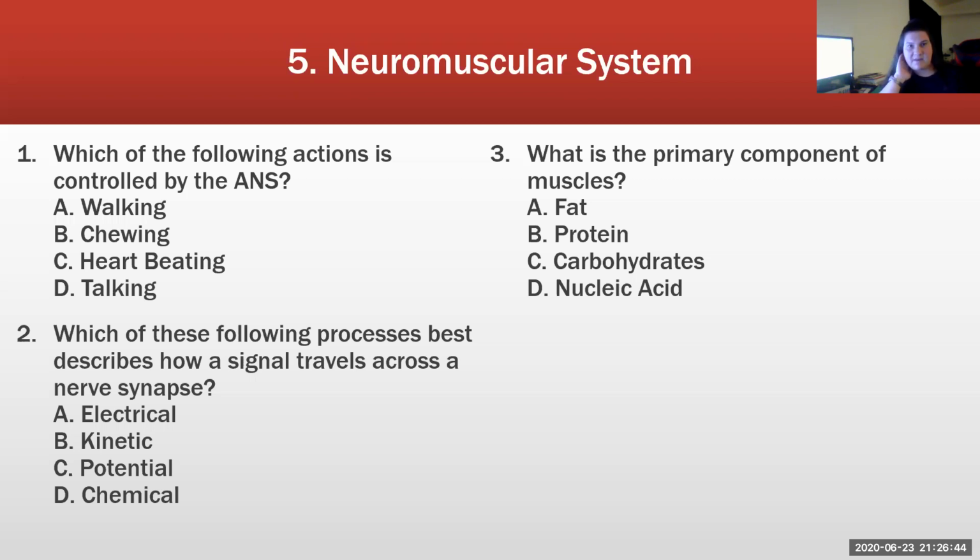Fat is not the main component of muscles. Carbohydrates is not, and nucleic acid makes up the DNA. So carbohydrates may be an energy source, but that's not the main component of muscles. I hope that kind of makes sense. Anyway, moving on.